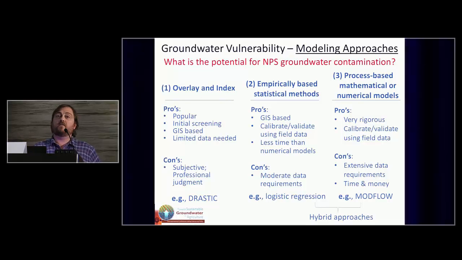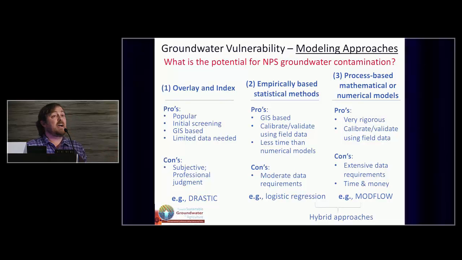We've heard a few from Tom just a minute ago, but you can generally categorize them into these three categories: overlay and index, a very popular type of vulnerability assessment, very easy to use. It's really more of an initial screening technique. There's a lot of cons with these. They require a lot of professional judgment. They're more subjective. DRASTIC is a good example of an overlay and index method.